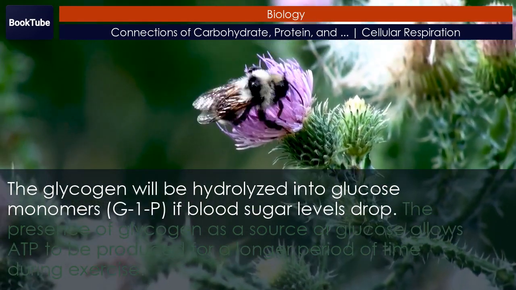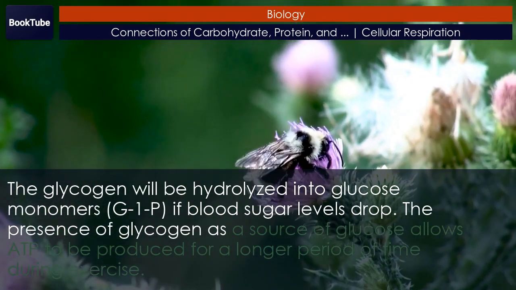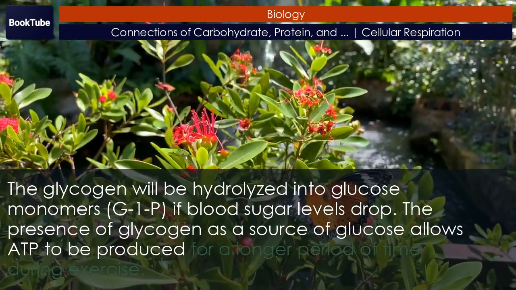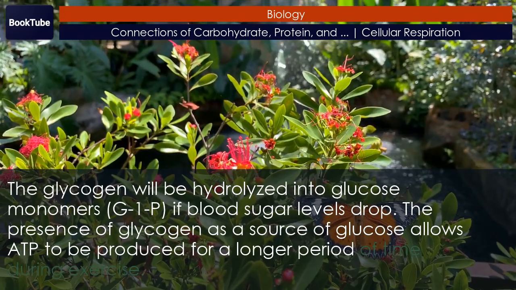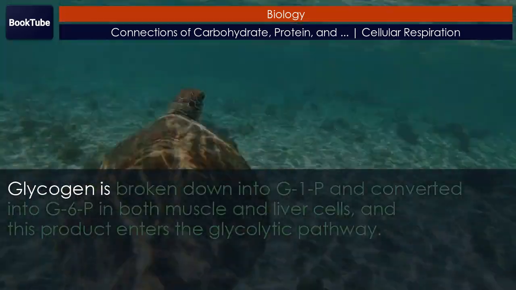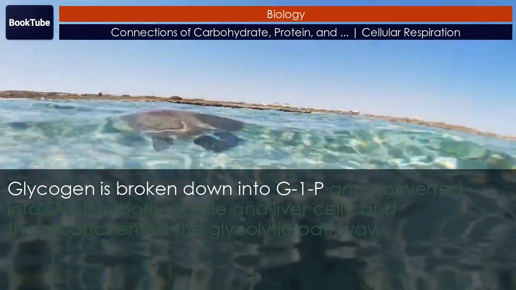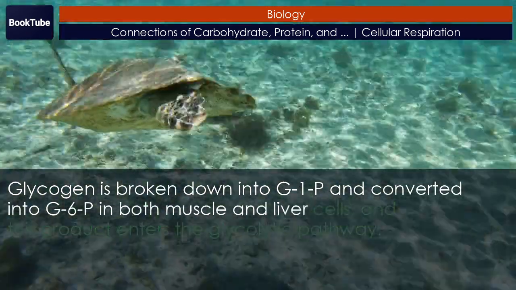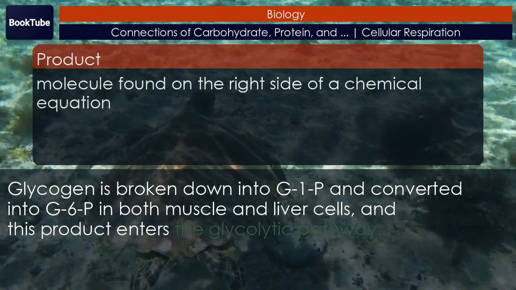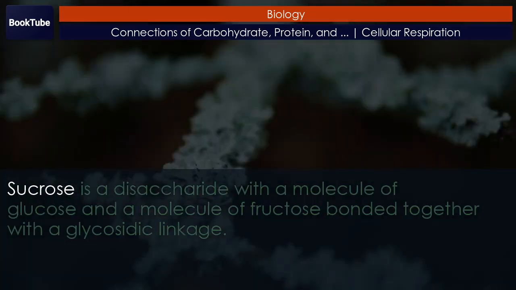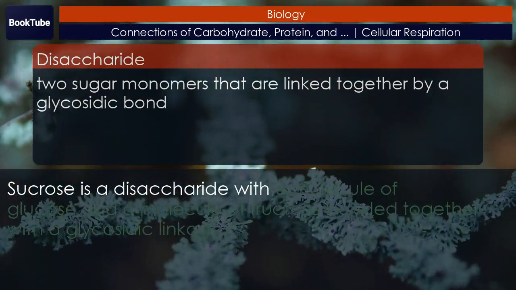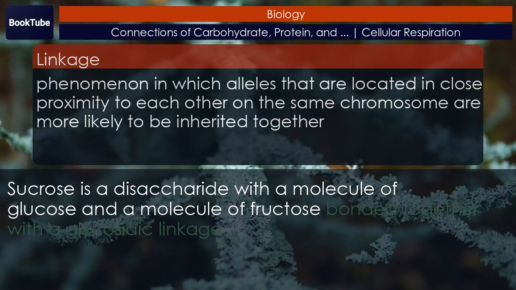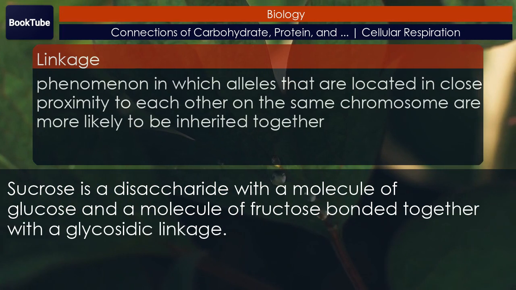If blood sugar levels drop, the presence of glycogen as a source of glucose allows ATP to be produced for a longer period of time during exercise. Glycogen is broken down into G1P and converted into G6P in both muscle and liver cells, and this product enters the glycolytic pathway. Sucrose is a disaccharide with a molecule of glucose and a molecule of fructose bonded together with a glycosidic linkage.